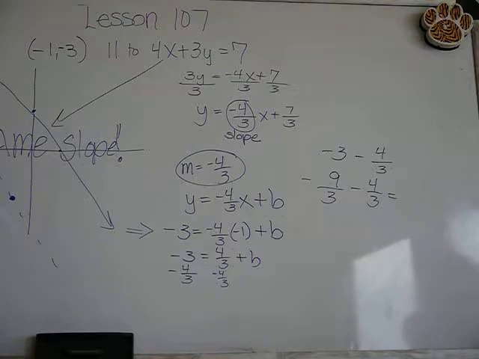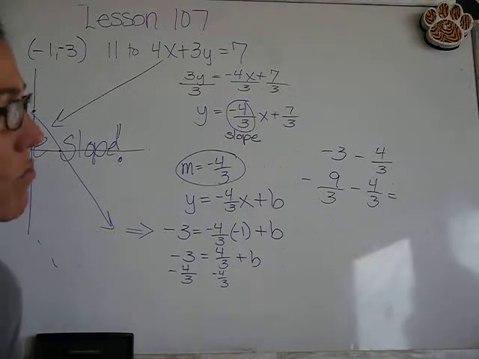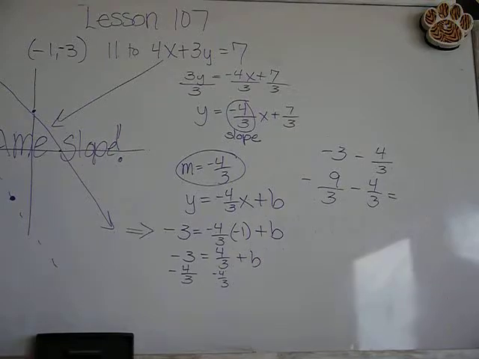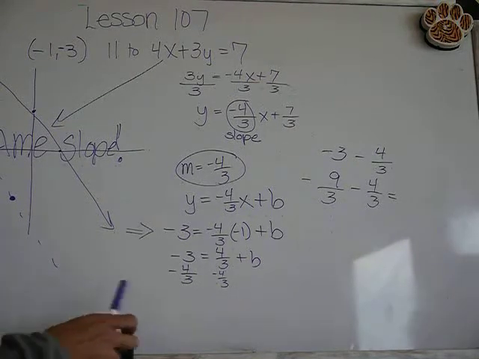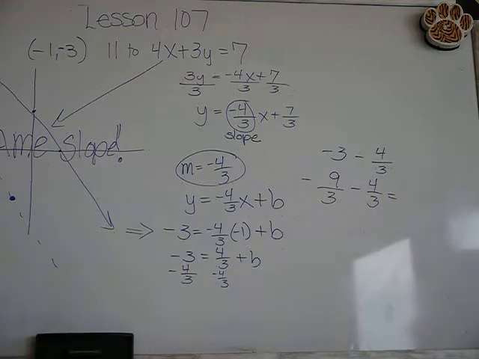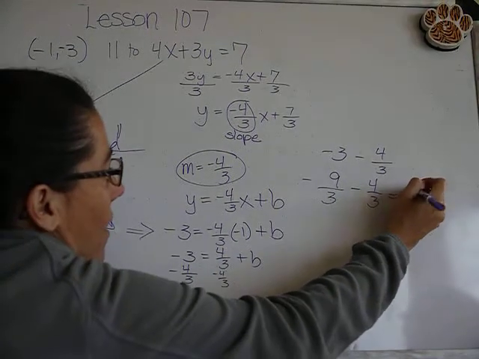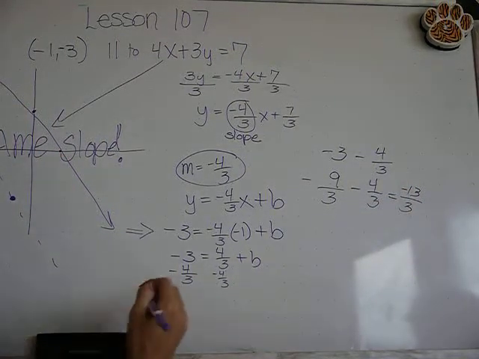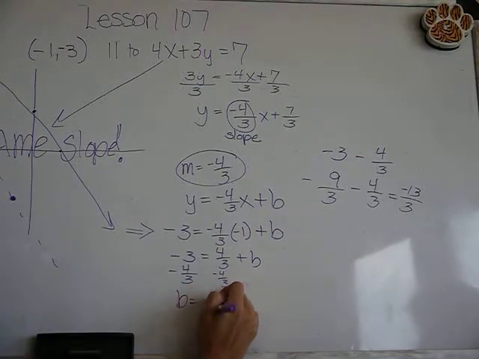Are you sure? Isn't it negative 13? Look at my board and see if you agree with me. Negative 3 plus... Yes, it is 13 thirds. You guys see that? Our b is negative 13/3. What's our final answer then?